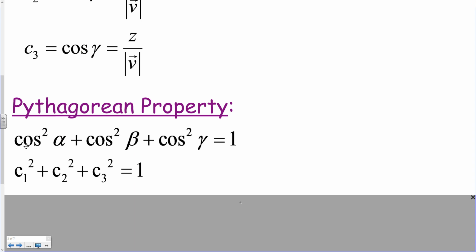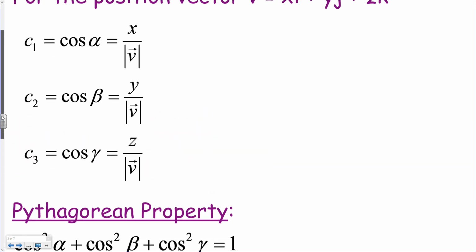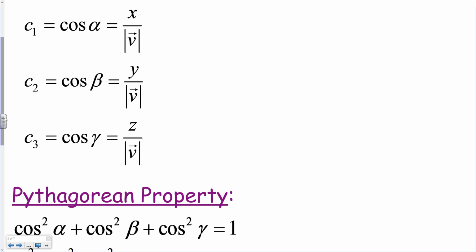Another way to write this: because we called the cosine of alpha C1, that's just C1 squared, and because we called cosine of beta C2, we could write that as C2 squared. And again, cosine of gamma we called C3 up above, so we could write this as C3 squared, and that sum again turns out to be 1. It's pretty easy to show this property, by the way. If you go back up here and look at how we define C1, C2, and C3 and square each of those, you'll quickly see where this property comes from.